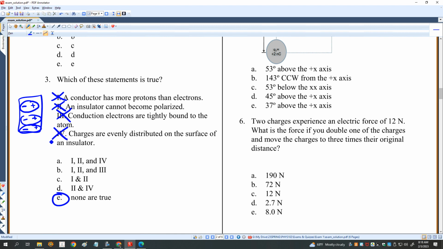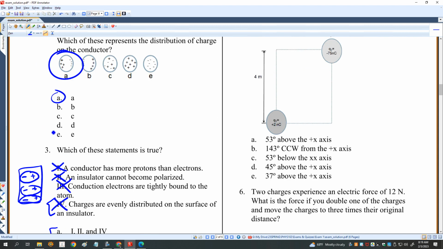I know you might have thought that number 4 could be true, and it could be true in some cases where I deposit, say, negative charges onto an insulator and they stay there, or that you can have an insulator with charges that are evenly distributed. You can really have either way, but it's not necessarily true. And besides, there are no options that are 4 only, so you would determine that that is not a true statement. At least it's not always true.